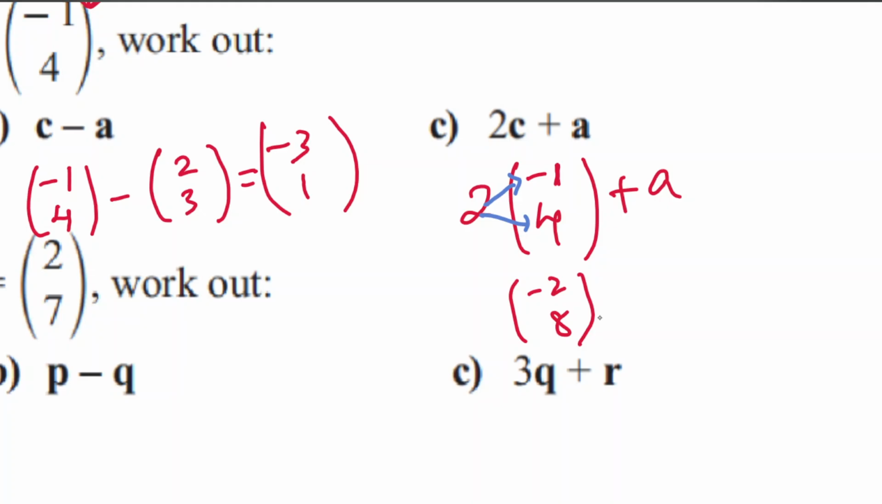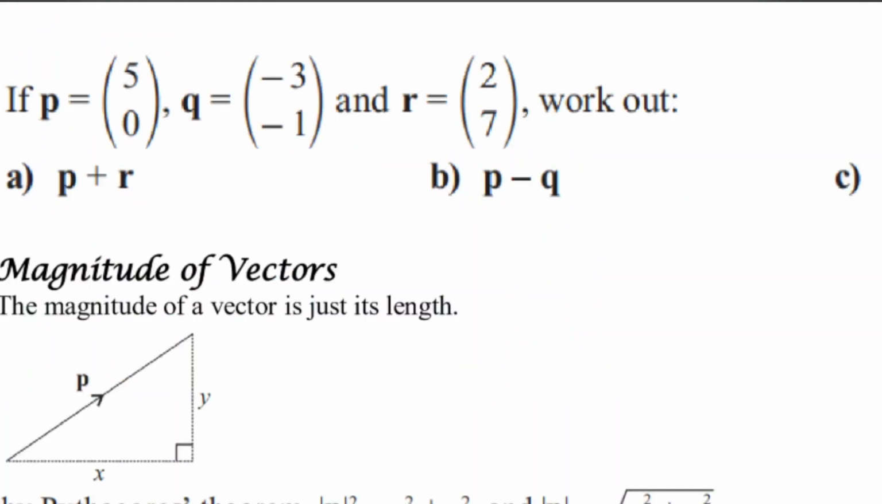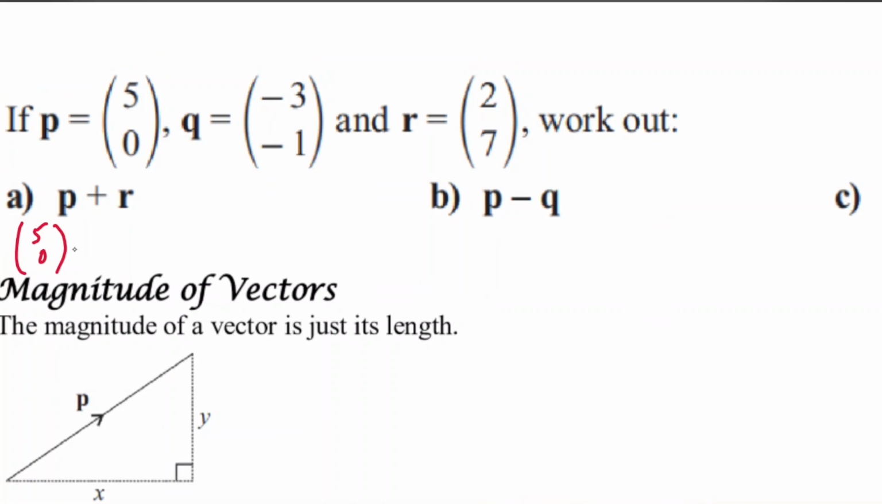Also, same type, p plus r. What is p? p is (5, 0), and r is what? (2, 7). So if I add this, 5 plus 2 is what? 7, and 0 plus 7 is 7. Okay, this will be your answer.